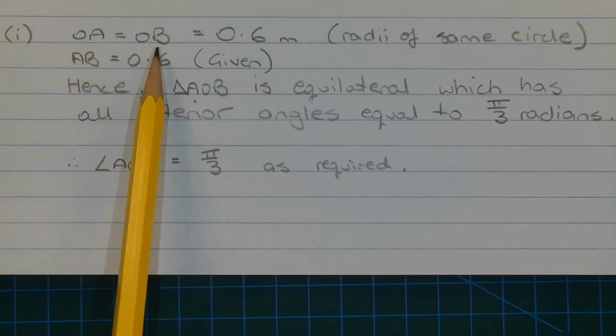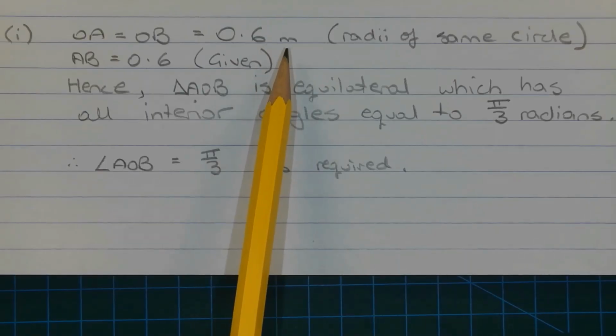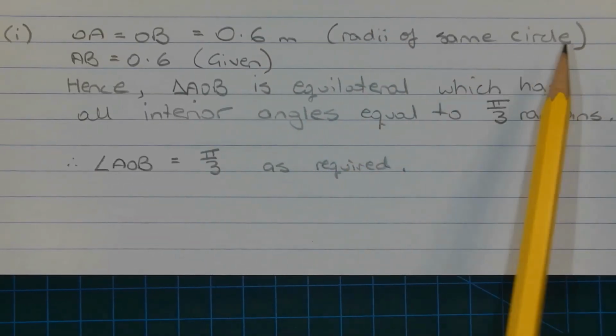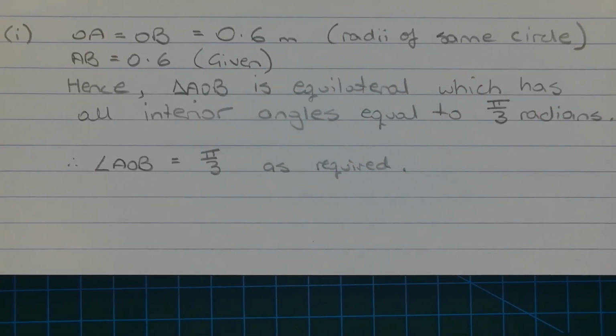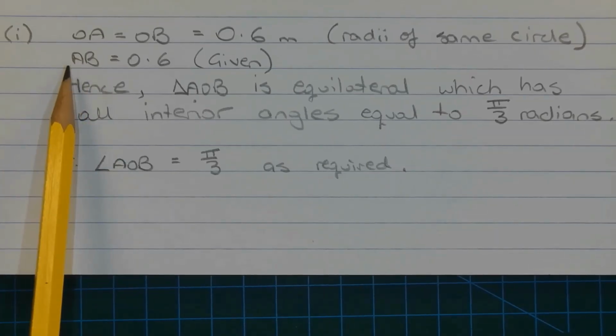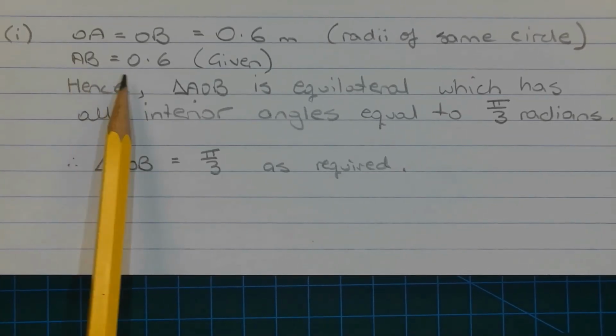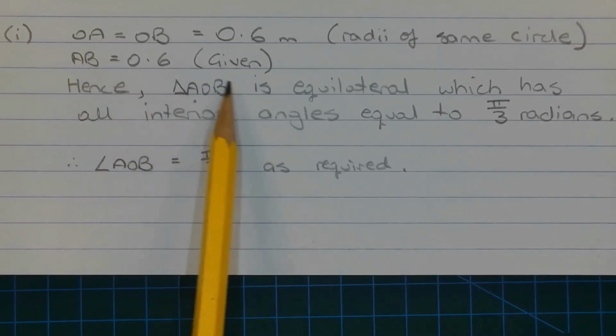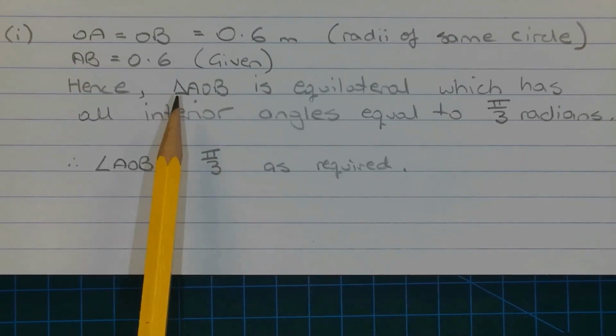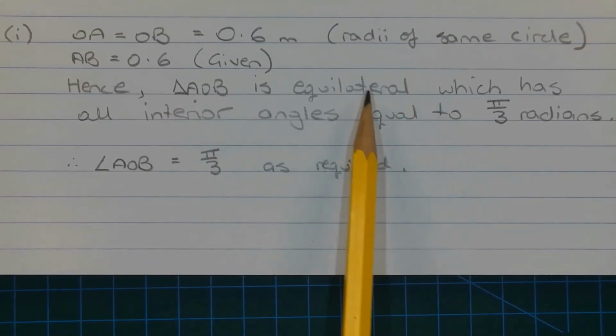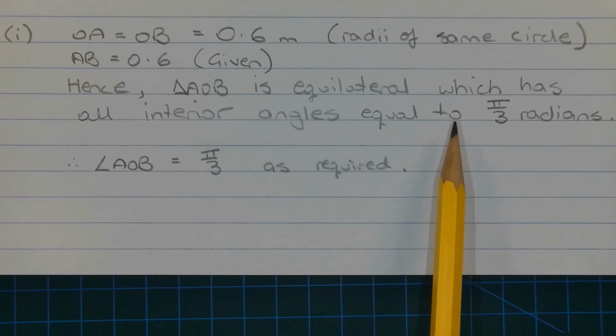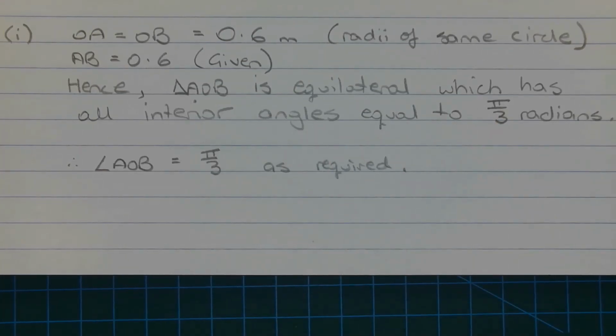OA equals OB, which equals 0.6 metres, and the reason is they are radii of the same circle. So if we consider triangle AOB, at this stage we can conclude that it's an isosceles triangle. Now AB, which is the base of the isosceles triangle, is equal to 0.6 metres as well, and that's given in the question. So that makes triangle AOB an equilateral triangle which has all interior angles equal to pi over 3 radians, or 60 degrees. Therefore, angle AOB equals pi over 3 as required.